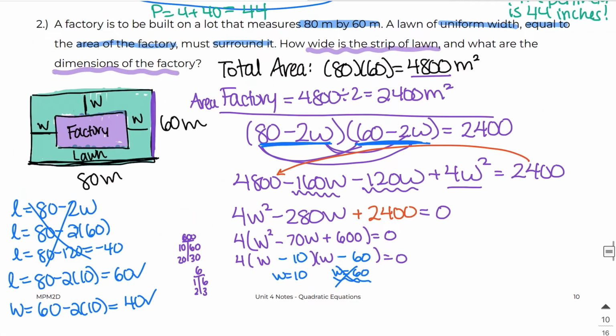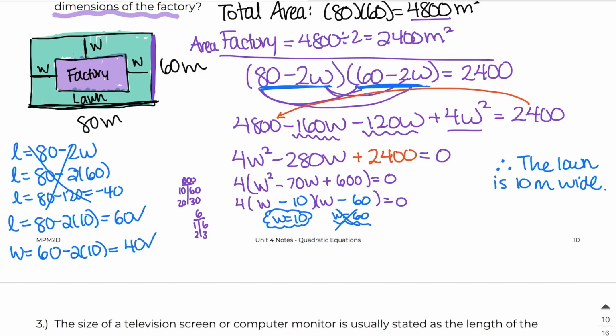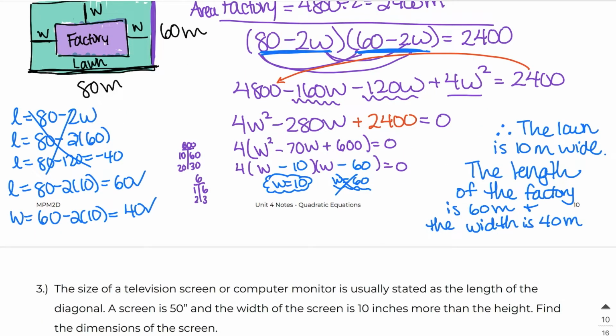So the first question is, how wide is the strip of lawn? And this W right here represents the strip of lawn. So we can say, therefore, the lawn is 10 meters wide. And then we can say the length of the factory is 60 meters and the width is 40 meters. And we are done with this question.